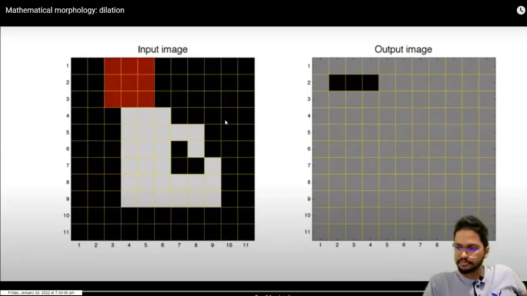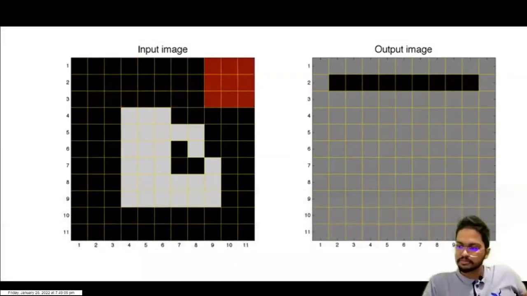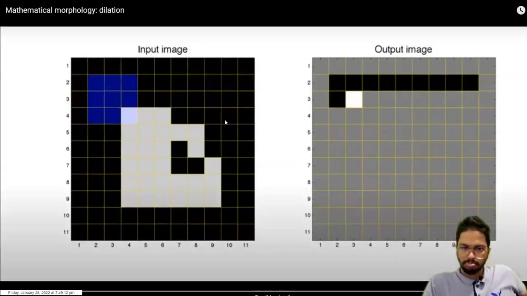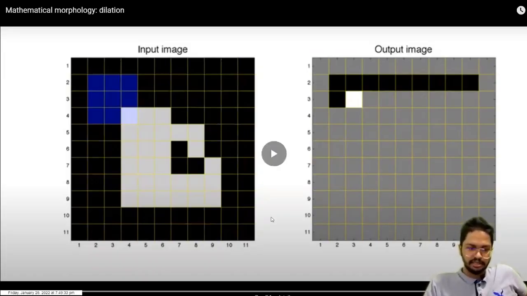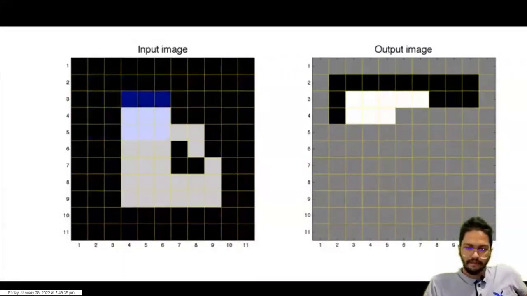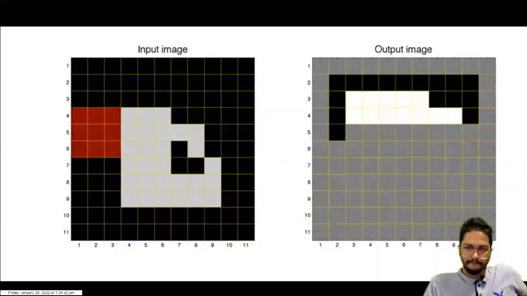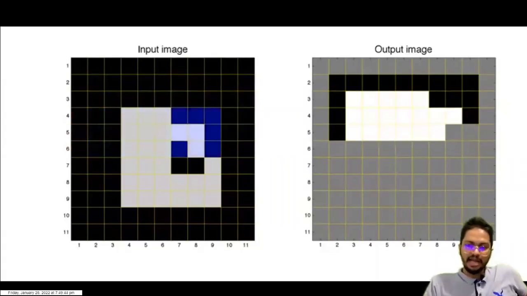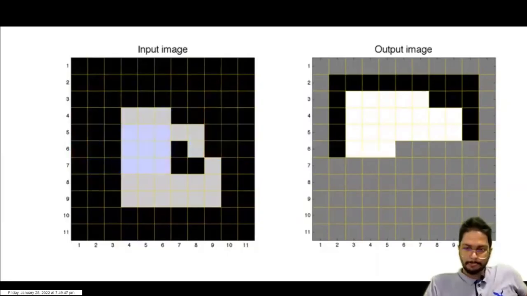So let's see. Now a single pixel is white, so then the center pixel becomes white. Here you can see, since this pixel is white, the corresponding center pixel becomes white. So this is called dilation. This kind of enlarges the image, right? So this enlarges the image.